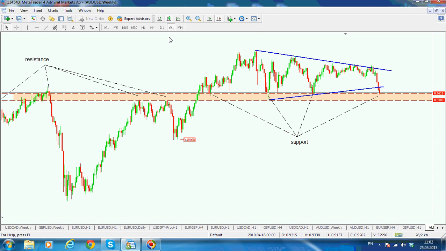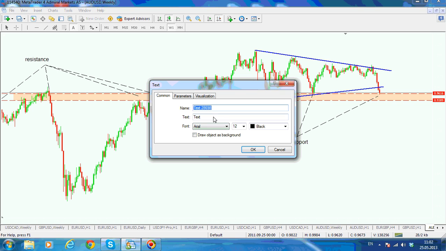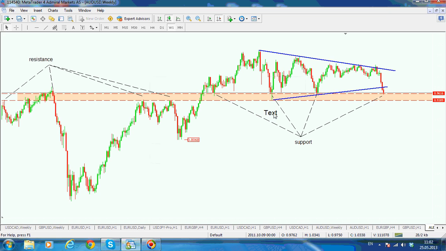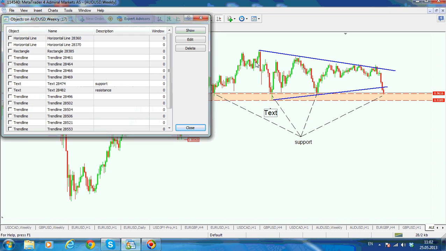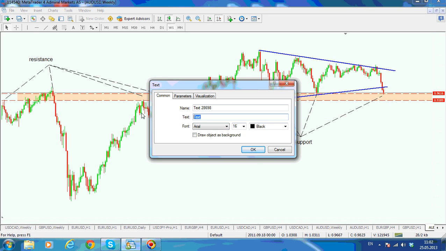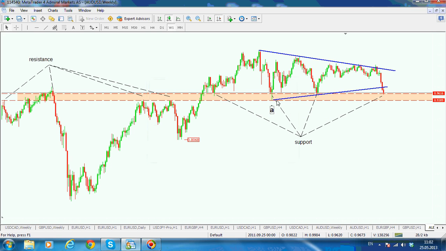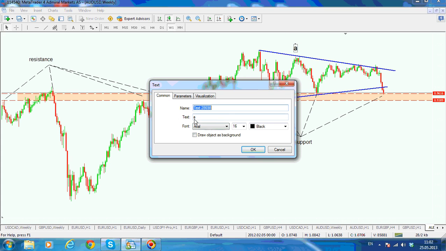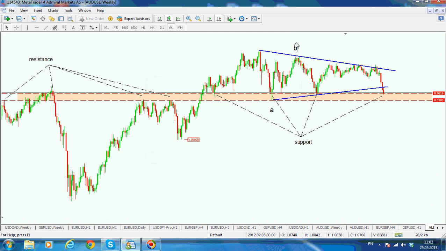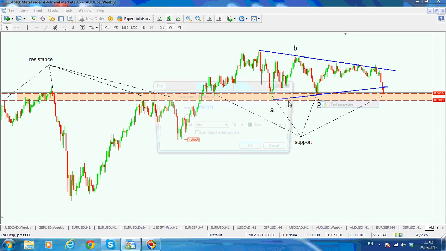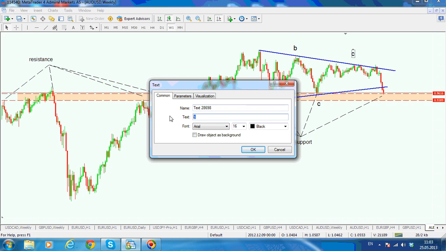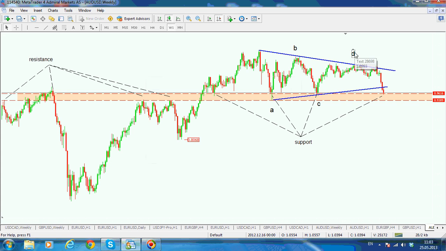Now, in order to go back to what I said earlier, if this is a contracting triangle as a continuation pattern, then this should be counted like this, with this being an A wave. Sorry. A and the B. And C and D, and E, so A, B, C, D, E, and then a move to the upside.